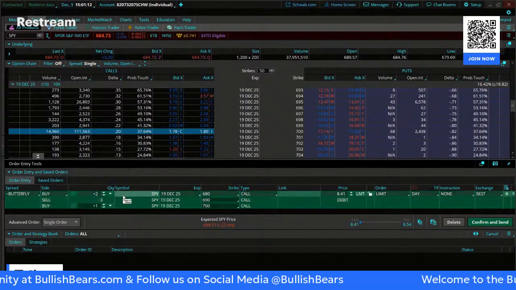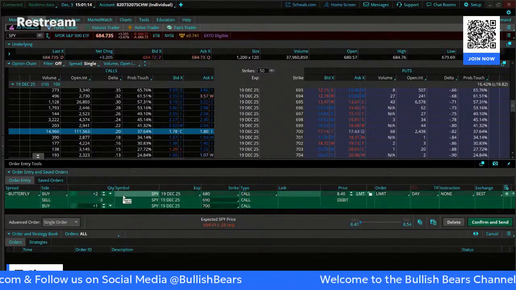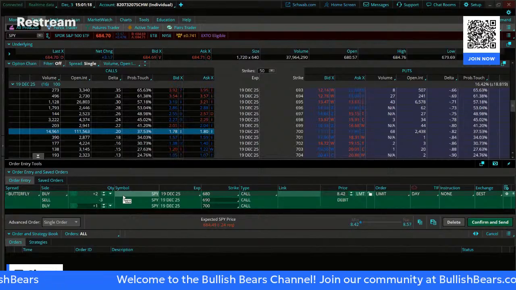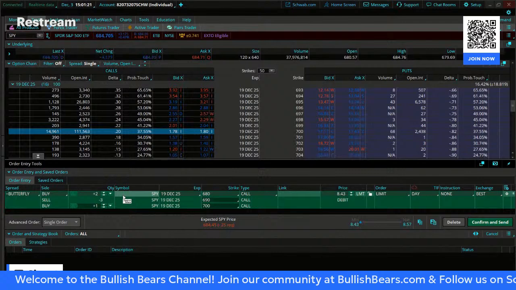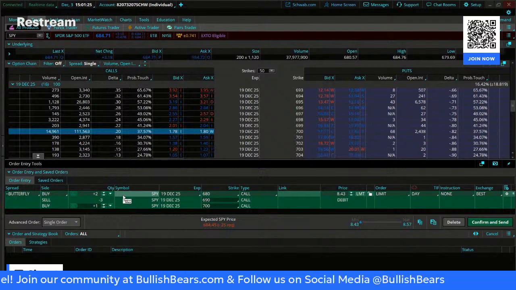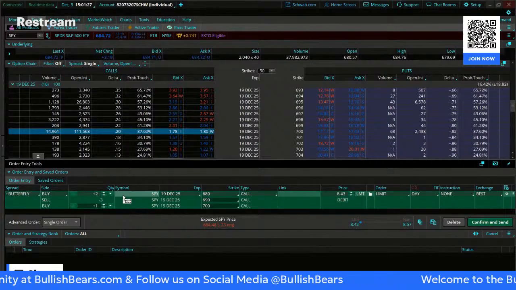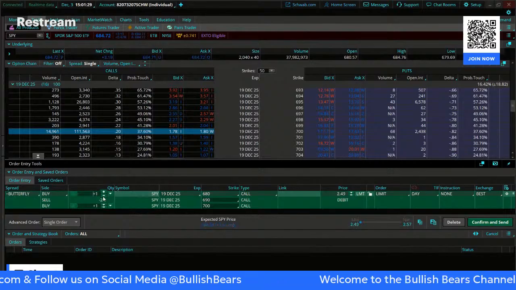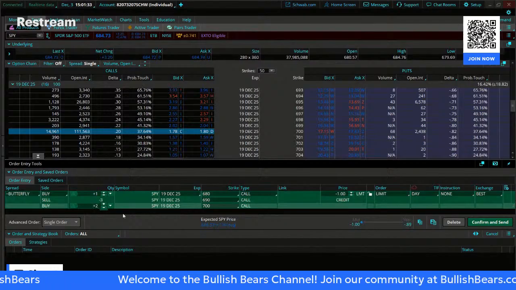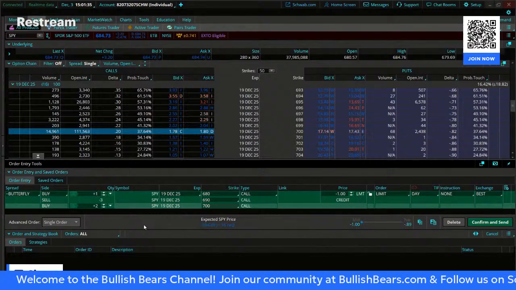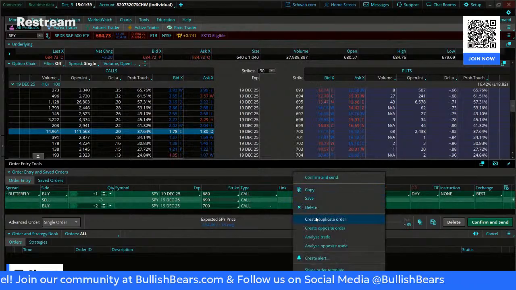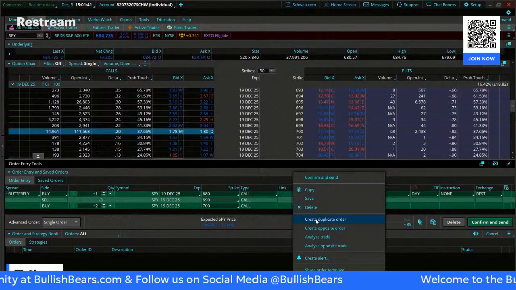Which direction is this pointed? Before we even send it over to the Analyze tab, which way do you think it's pointed? To the upside, right? Because we bought two long verticals. We didn't have to, though, right? We could have sold two short verticals instead, and then it would be pointed to the downside. So let's send this over to the Analyze tab.